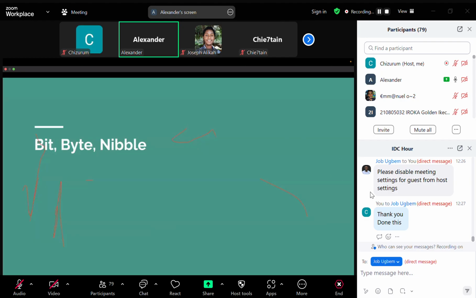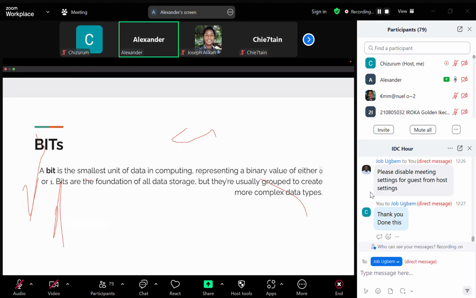Then we go to bits, bytes, and nibbles. A bit is the smallest unit of data in computing, like we all know, representing a binary value of either 0 or 1. Bits are the foundation of all data storage, but they are usually grouped to create more complex data types.